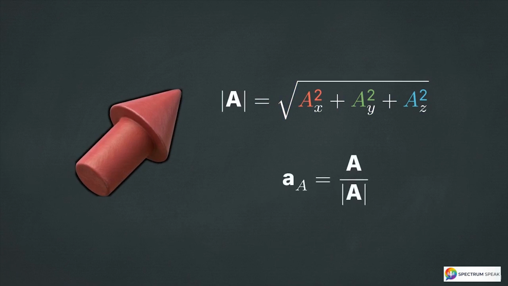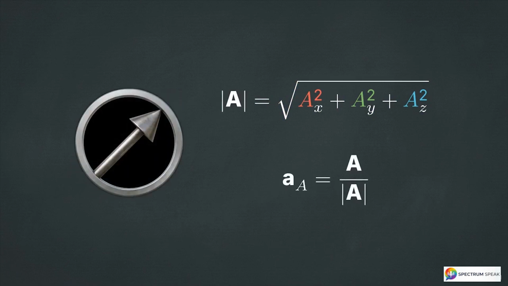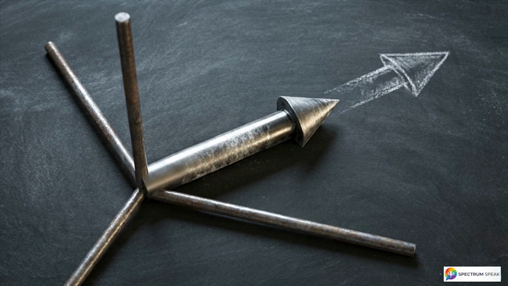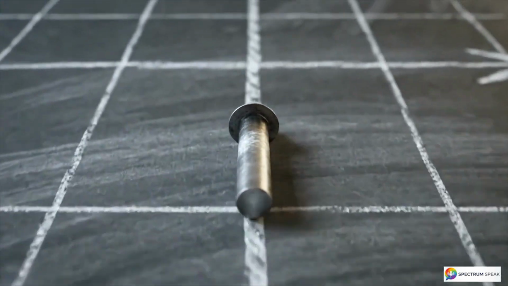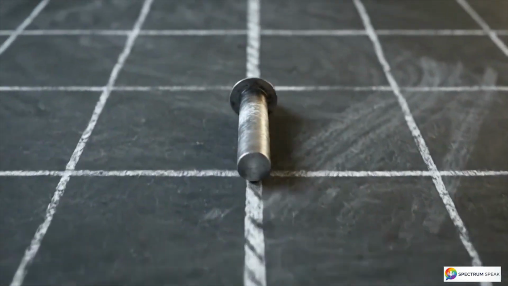Now we take our original vector A and divide it by that total magnitude. We strip away the physical size of the vector. What remains is the unit vector, a value normalized to a length of exactly 1, representing nothing but the pure, isolated direction it is pointing. Let's execute this step by step. Here is our practice vector.